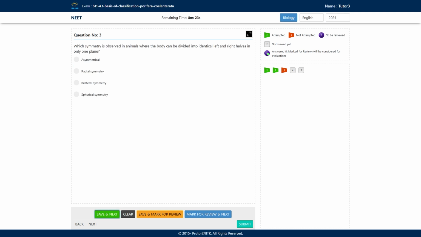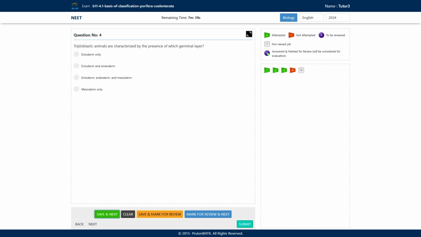So the next question is here. Which symmetry is observed in animals where the body can be divided into identical left and right halves in only one plane? Options are A. asymmetrical, B. radial symmetry, C. bilateral symmetry, and D. spherical symmetry. So everyone says bilateral symmetry. Yes, very good. The organism can be divided into two equal halves, left half and right half, through one plane only. So that is bilateral symmetry.